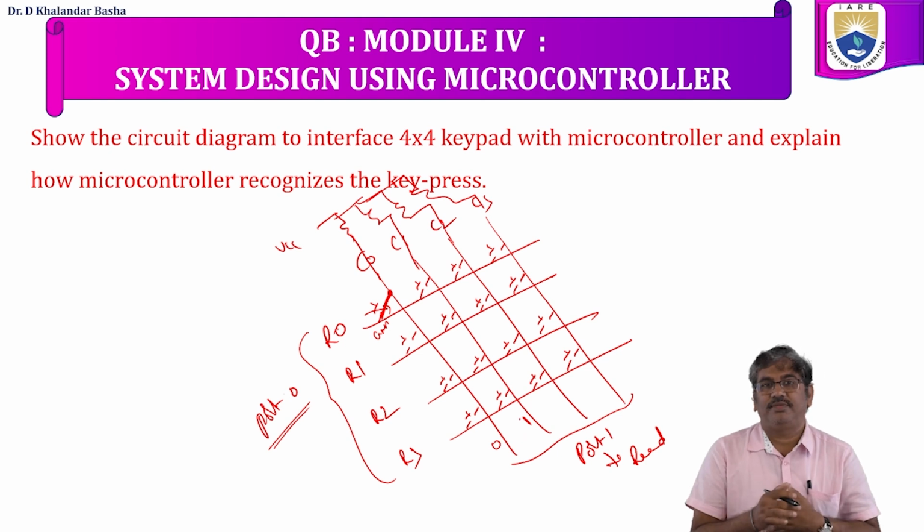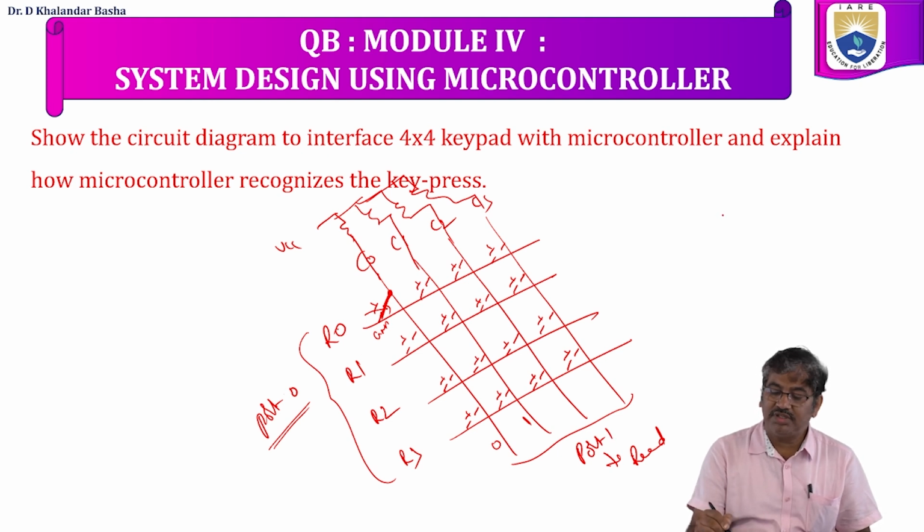So first we will check all the columns by sending all row values as 0 initially. We will read all the columns. If all are read as 1, it indicates no key is pressed.